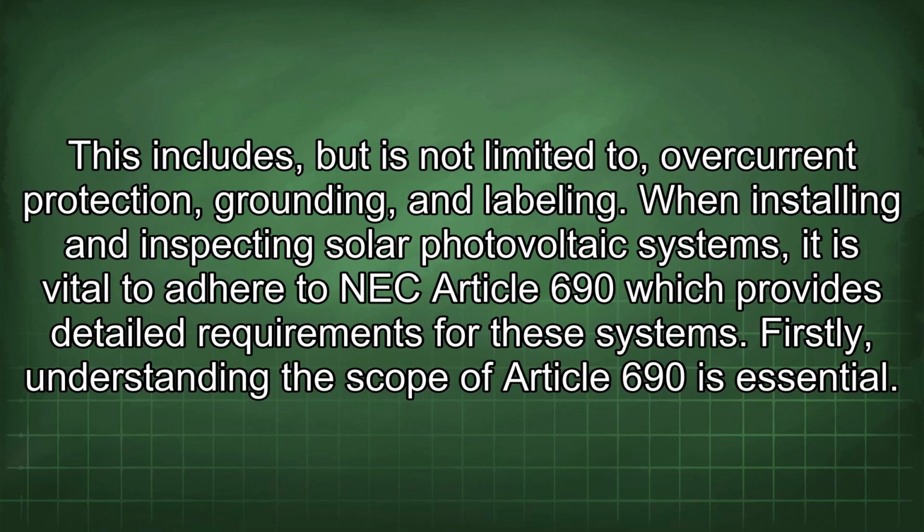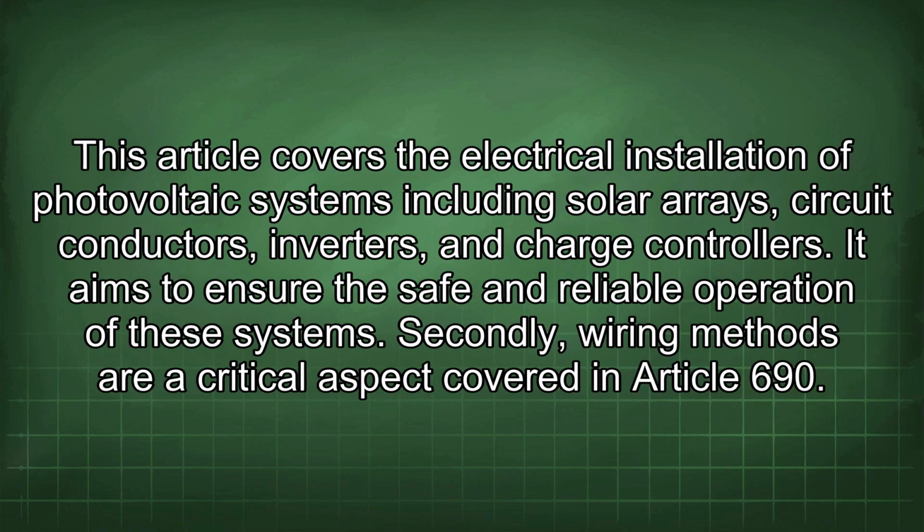When installing and inspecting solar photovoltaic systems, it is vital to adhere to NEC Article 690, which provides detailed requirements for these systems. Firstly, understanding the scope of Article 690 is essential. This article covers the electrical installation of photovoltaic systems, including solar arrays, circuit conductors, inverters, and charge controllers. It aims to ensure the safe and reliable operation of these systems.